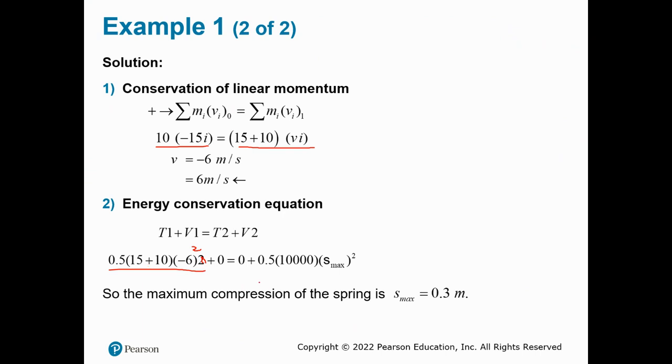And then on the right hand side, all of this energy becomes the elastic potential energy. That's one half spring constant times the distance squared. This will help us calculate the maximum distance the spring is compressed.